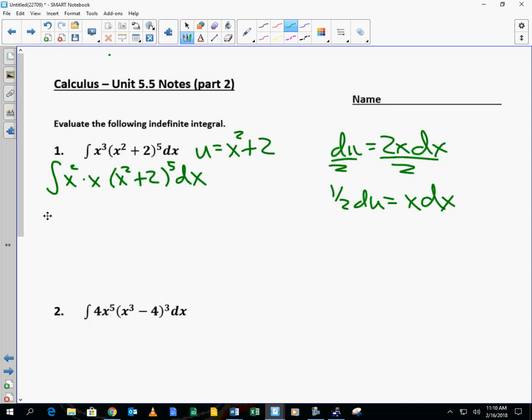What did I do? Yeah, I took the x cubed, I wrote it as x squared times x. You guys all good with that? So I'll show you what it does. 1 over 2 integral, and I put a du. Everybody good with that step? 1/2 du gets rid of what? x dx. Now, 1/2 du gets rid of x and dx. I'm going to get rid of this with what? U to the... Very good.